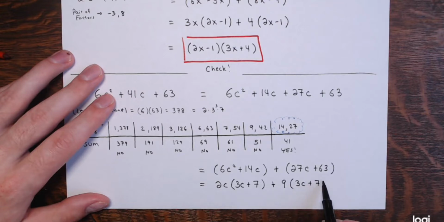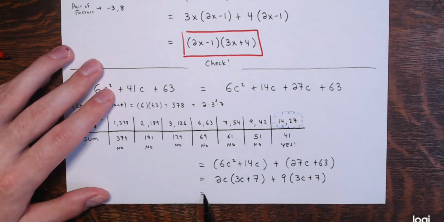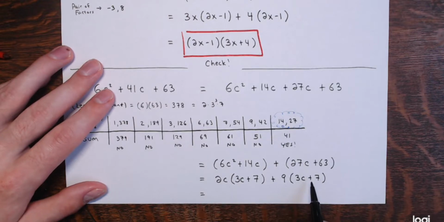And you better hope that this happens, right? That the factor left over in both groups is the same, so that way you can actually factor it in total. Because if these aren't the same, then you're either doing it wrong or it just can't be factored. And you see that both these terms have a factor of 3c plus 7. Right, so I pull out 3c plus 7. And the other factor left over would be 2c plus 9.